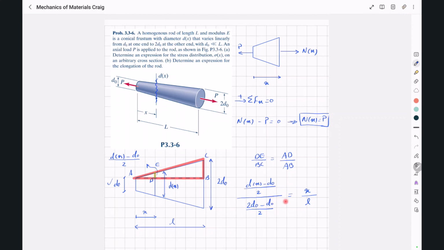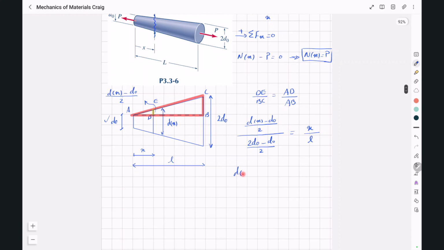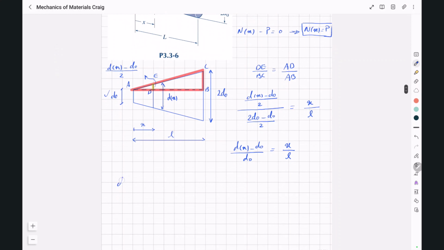Now if we simplify this, we can write dx minus D0 divided by D0 is equal to x divided by L. So our dx will be equal to D0 divided by L multiplied by x plus D0, or dx will be equal to D0 times x divided by L plus 1.